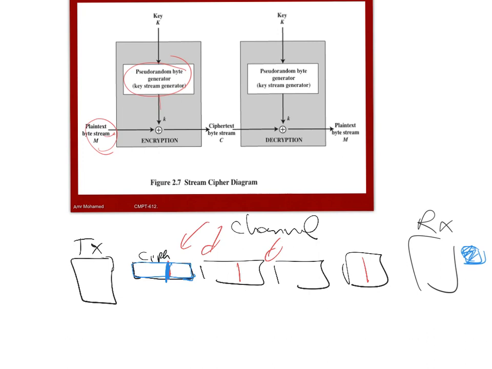Let's see now stream ciphers. In stream ciphers, we will generate a sequence of ciphered bytes, which is the result of the Vernam cipher.